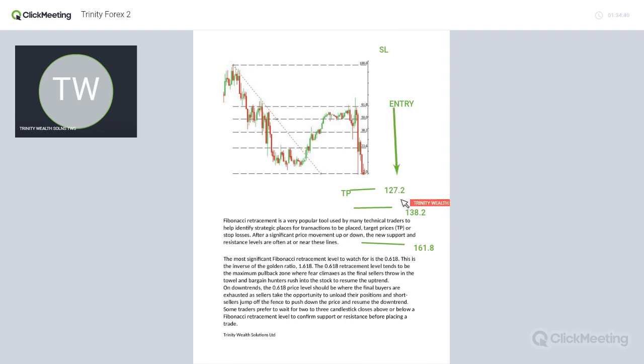But if the price comes with a lot of force, you've entered, the price is approaching, you can always move your TP from here to 138 as you lock profit, right? As you lock profit.